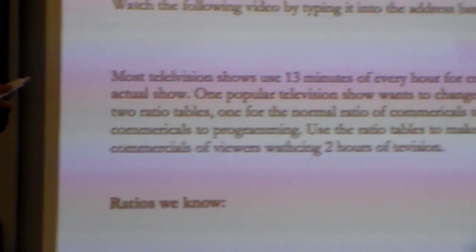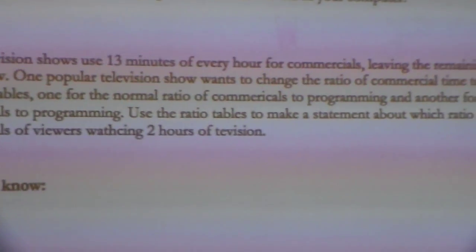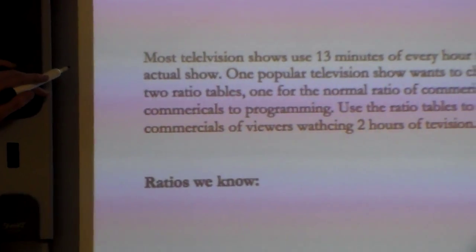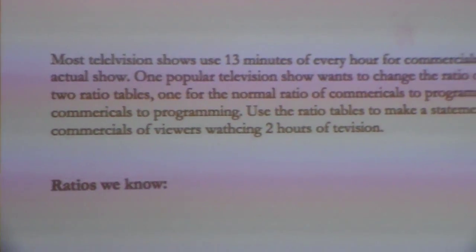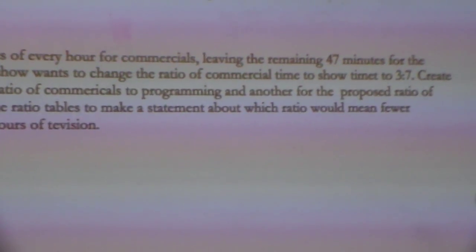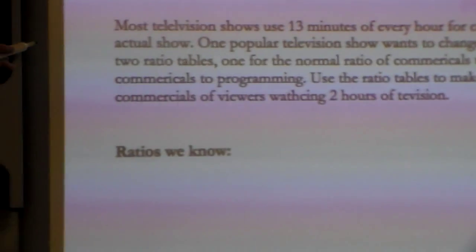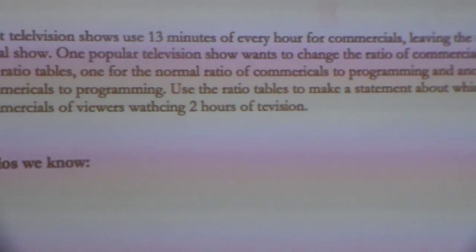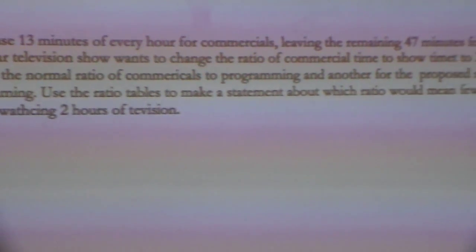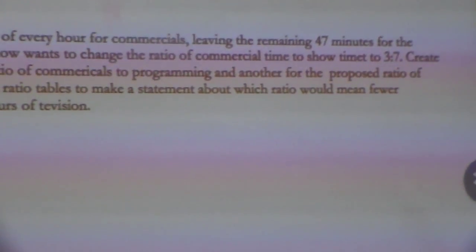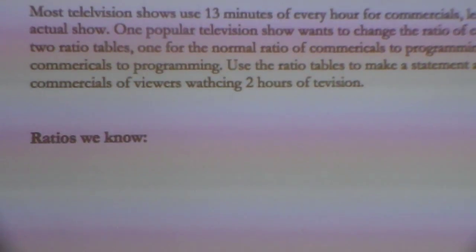It says most television shows use 13 minutes of every hour for commercials, leaving the remaining 47 minutes for the actual show. One popular television show wants to change the ratio of commercial time to 3:7. Create two ratio tables, one for the normal ratio of commercials to programming, and another for the proposed ratio of commercials to programming. And then use the ratio tables to make a statement about which ratio would mean fewer commercials of viewers watching 2 hours of television.